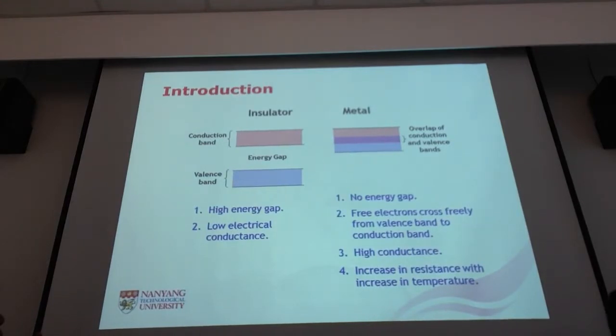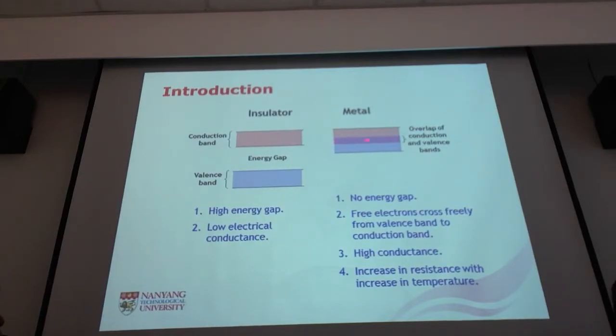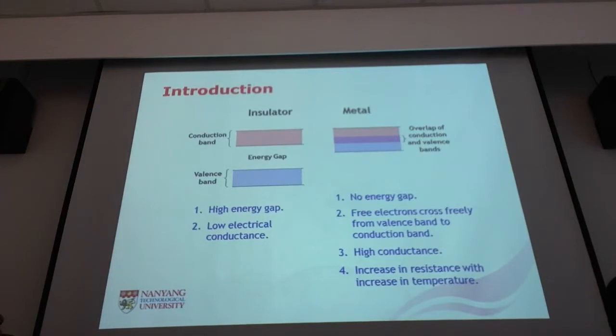While for the metal, it is quite opposite, because there's no gap here. Instead, there's an overlapping region of the conduction and valence band, which means that electrons can easily go from the valence band to the conduction band and become free. So in this case, the conductance is very high.